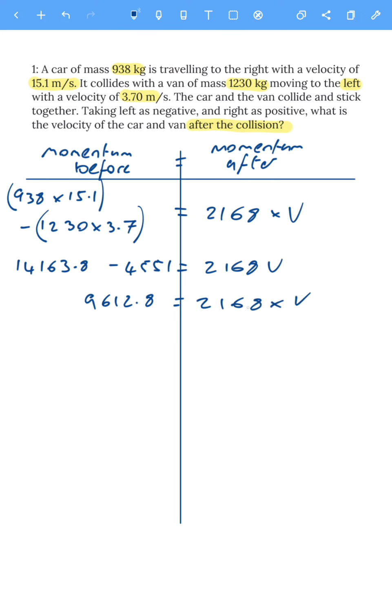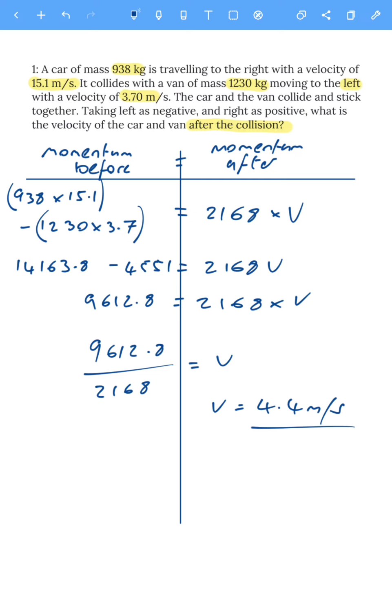So to get v, we simply need to get rid of the times 2,168 by dividing on the other side. So that's 9,612.8 divided by 2,168, and that will give us v. So v is equal to 4.4 meters per second. The value is positive, so it's going to the right. Hopefully that's okay. Right, let's try a different example.